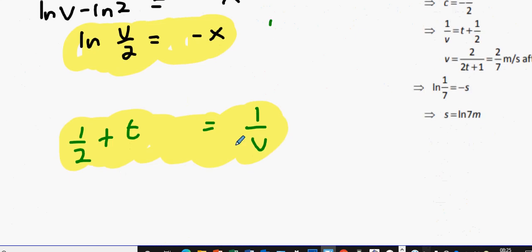I'm going to find the v value when the t value is 3. Is that alright with you guys? You're going to be really lazy about it as well. What's a half plus 3? 3.5? 7 over 2? Everybody cool with that? So 7 over 2. Turn 7 over 2 upside down. What's v?